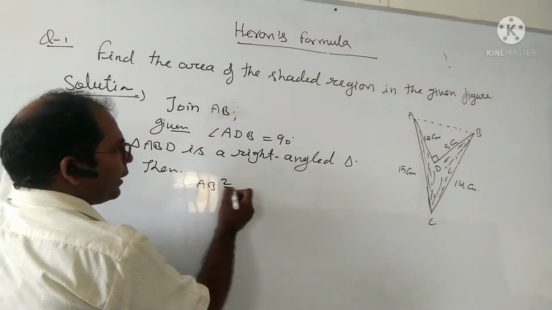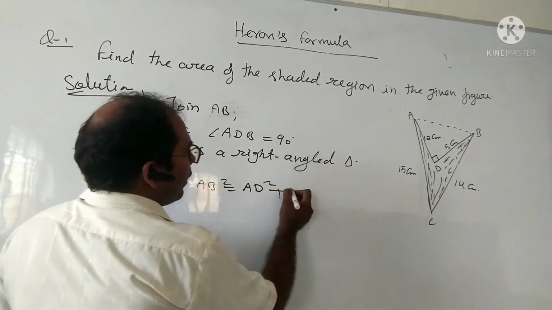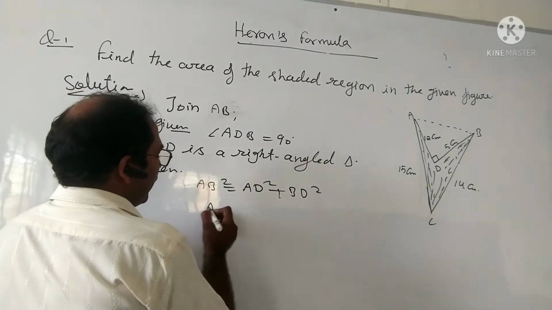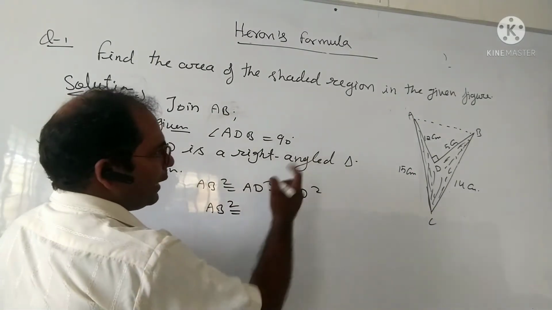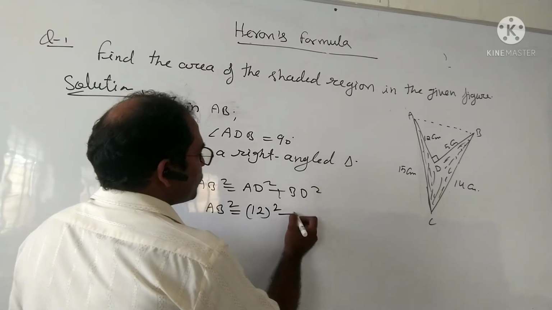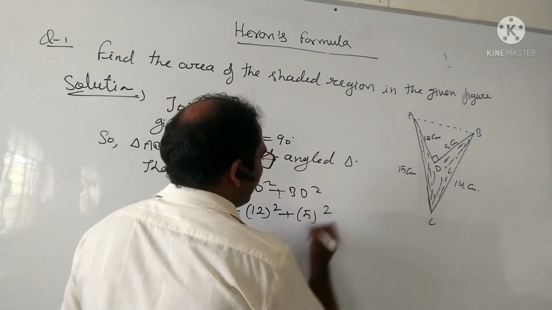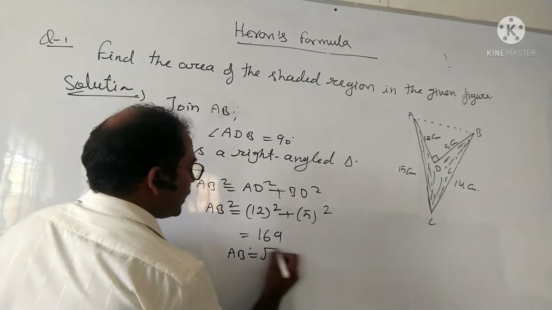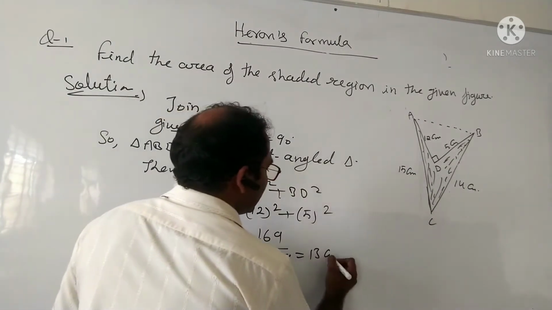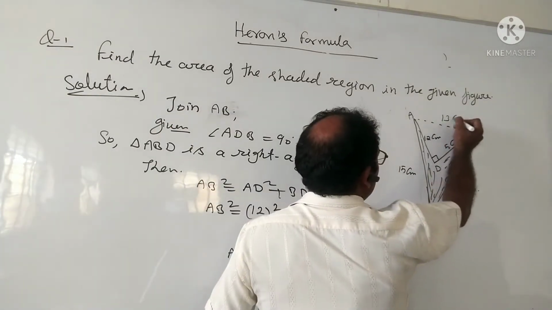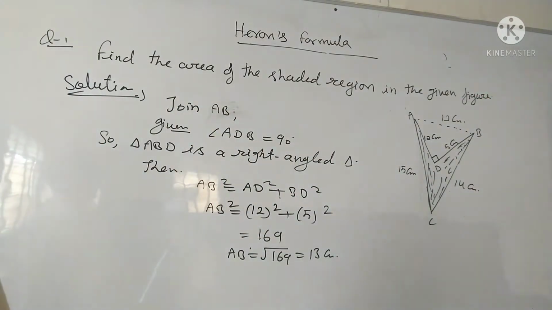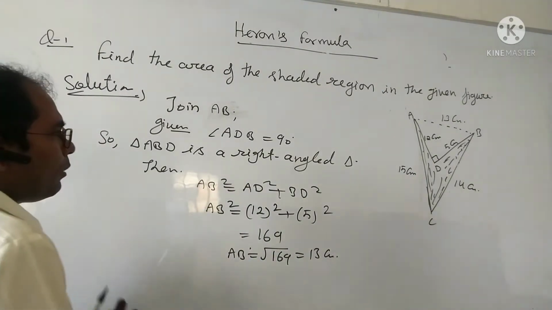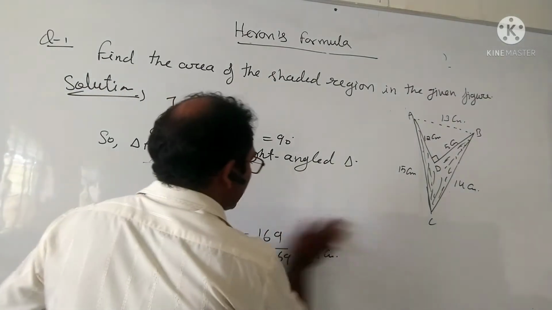By Pythagoras theorem, AB square equals AD square plus BD square. Put the values: AB square equals 12 square plus 5 square, that is 169. AB equals root 169, which is 13 centimeter. Now the value of AB is 13 centimeter. Now we will find the area of the shaded part.